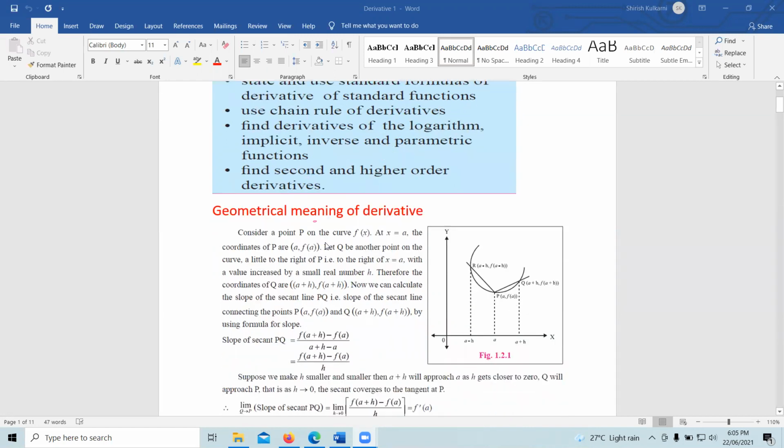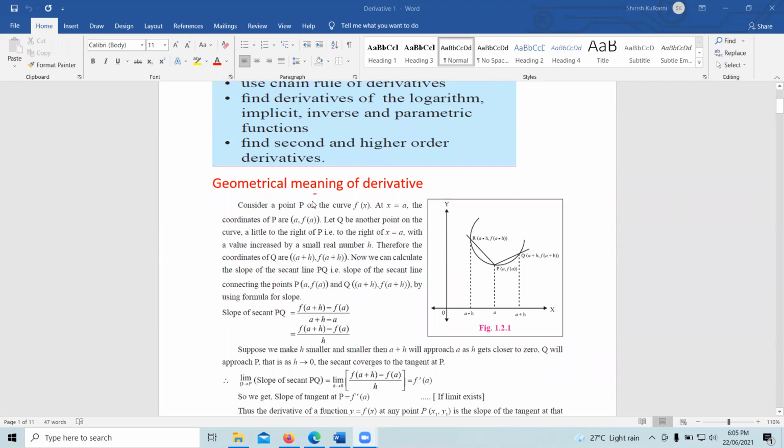First, I will tell what is the geometrical interpretation of derivative. What is the geometrical meaning of derivative? Consider the point P on the curve. Let y is equal to f of x be a function, and suppose this is a curve. At point x is equal to a, the coordinate of the point P is a comma f of a.